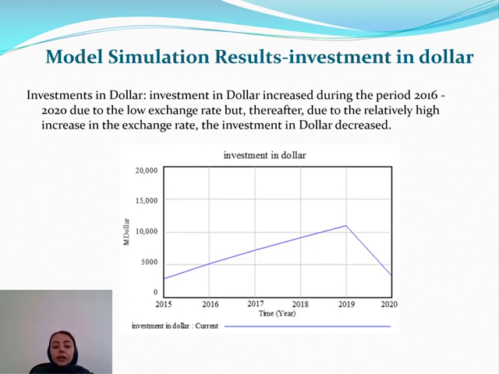The second variable that we studied is investment in dollar. Investment in dollar increased during 2016 up to 2019, but after that, with a relatively high increase in the exchange rate, investment in dollar decreased.